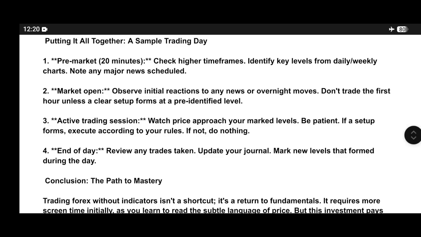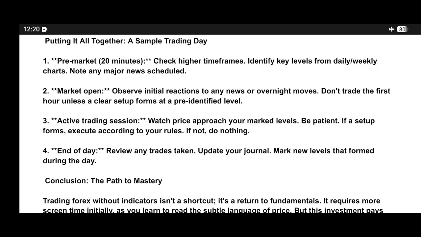This thing I put together is a four-step sample trading day practice you need to practice. Understand? Are you getting me? Number one is the pre-market, check out the higher time frame, which is the key levels. Number two is when the market is open, observe the initial reaction of the market.